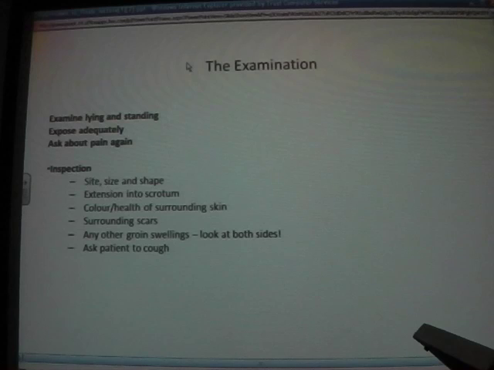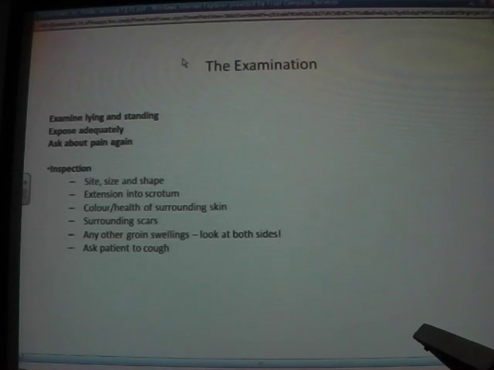So the first thing you want to do is look at the lump properly. Everything you need to do is pretty much on there, so describe where it is basically. Make sure you look at both sides because bilateral hernias are very, very common. Look at the colour and the health of the surrounding skin. Is there an indication that this hernia might be obstructed or strangulated? Surrounding scars suggest that the hernia is associated with previous surgery. And ask the patient to cough at this point. After you've inspected the lump, ask them to cough and look for a visible cough impulse first. So you guys know which hernia or which lump will have a cough impulse?